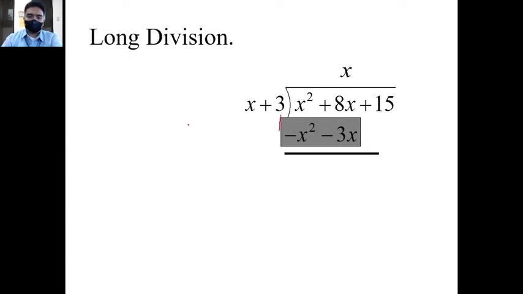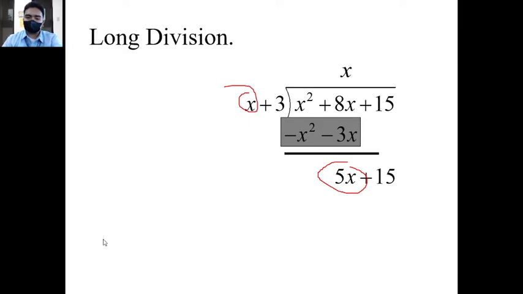Now, if you're going to add x squared to negative x squared, what will be the answer? 0. Then, 8x plus negative 3x, what will be the answer? It will become 5x. Then you bring down 15. Correct? Okay po. Then, what will happen next? This is your new dividend. And that is what you are going to divide next. So, our first term in here will be your 5x. And you are going to divide 5x by x.